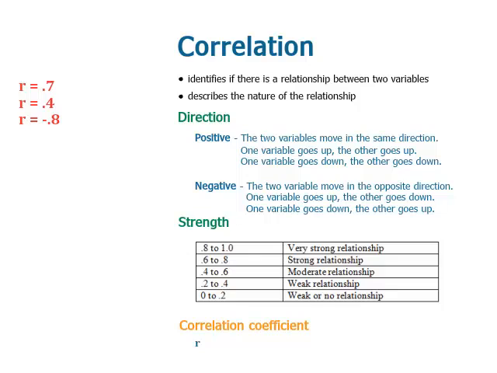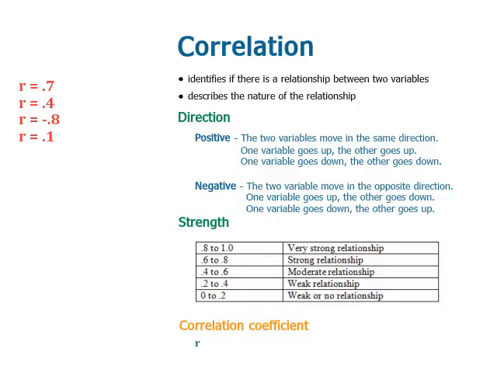All right, let's do another one. Minus 0.8. So first thing we look at is the direction. We see that it's a negative number, which means that as one variable moves up, the other variable moves down, and vice versa. 0.8, we look it up on our chart, and we see it's a very strong relationship. So what we can say about this is that these two variables have a very strong inverse relationship. And again, I tend to use the word inverse because it's easier for people to understand than the word negative.